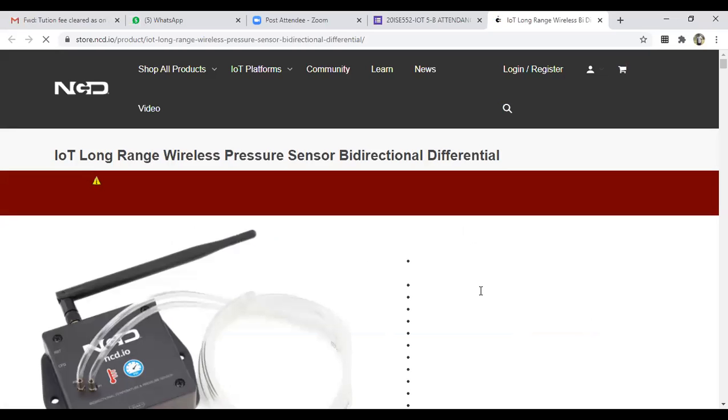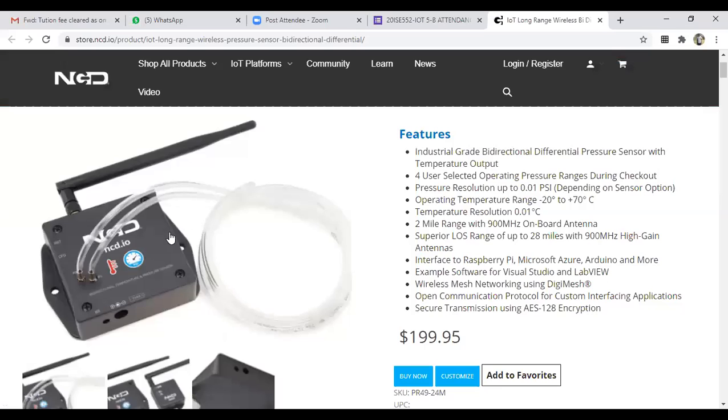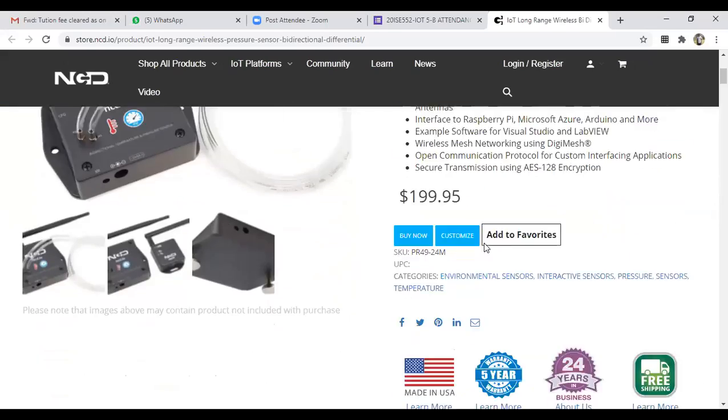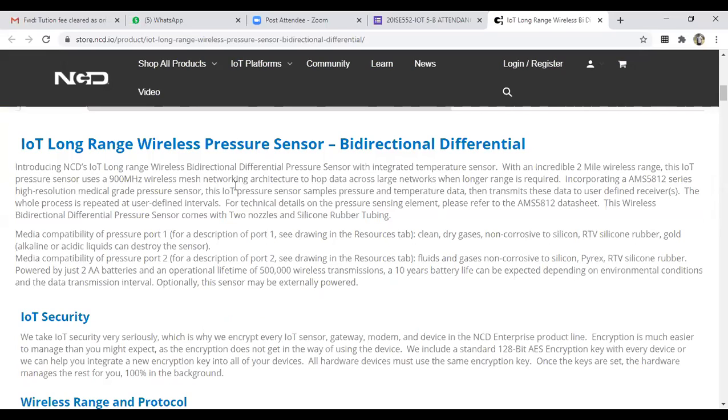So I've given the link. If you want more details, you can go and Google it. See here, this is the NCD sensor, the pressure sensor I told you about. They have given all the features here. It's not necessary to learn all these features; while we are doing projects in the fifth module, you can learn the basic features at that time. You need not know all these things. They have given a brief introduction: what it does, where it can be fitted, what its life is, and similarly.